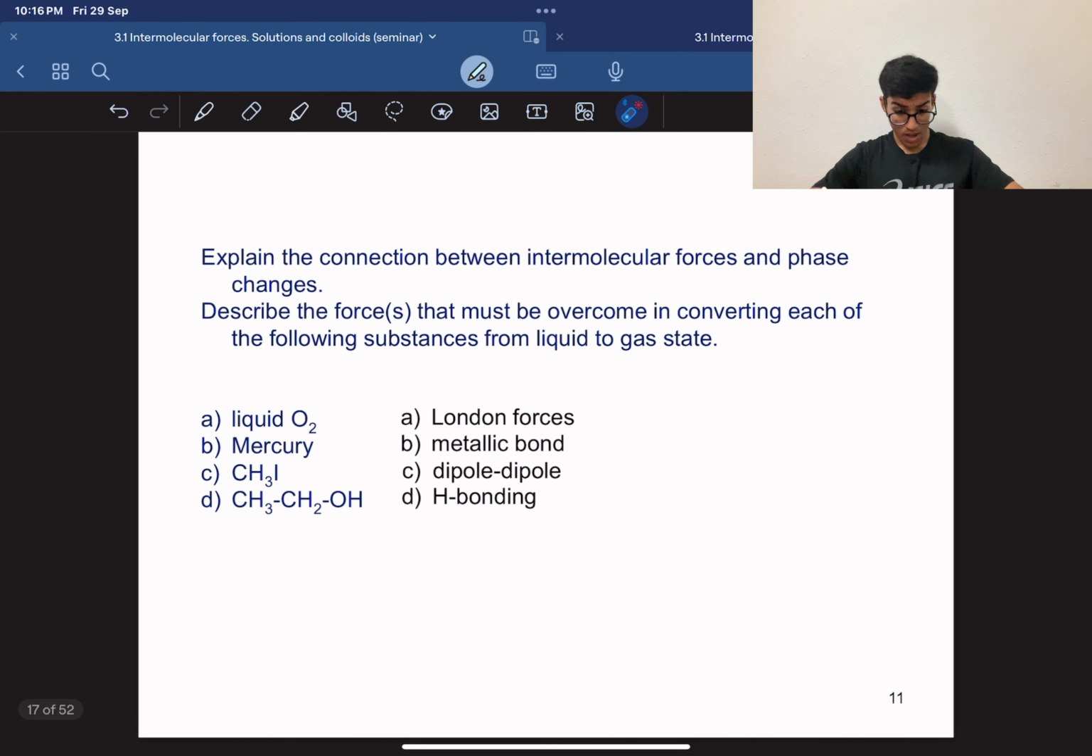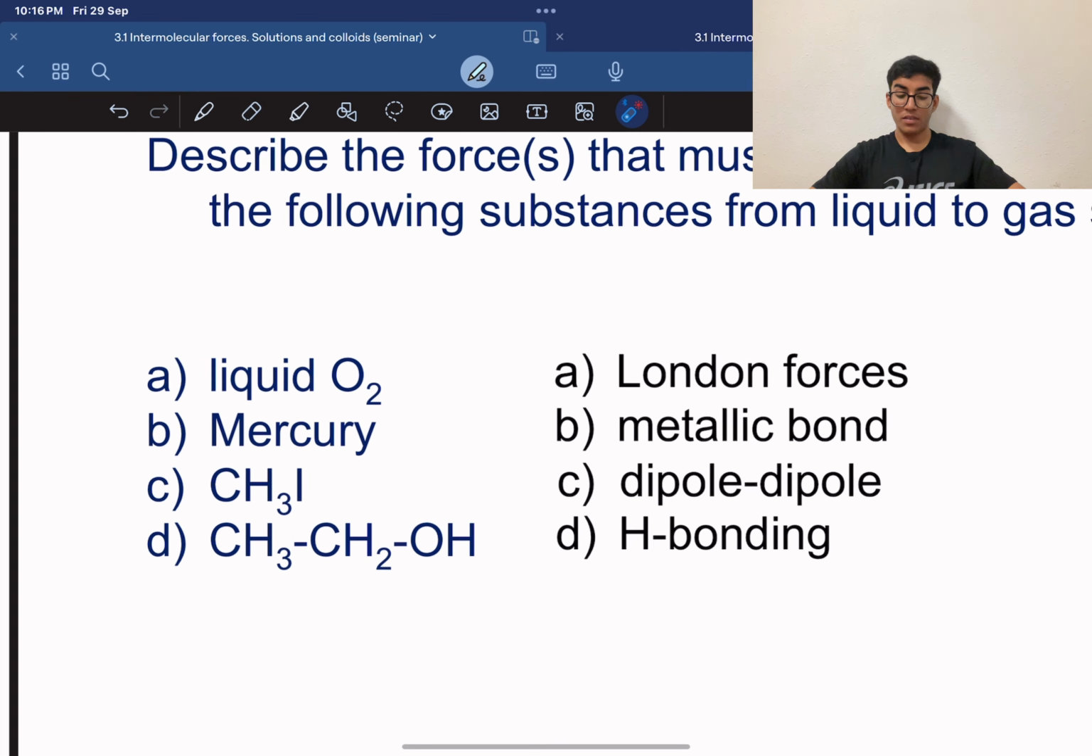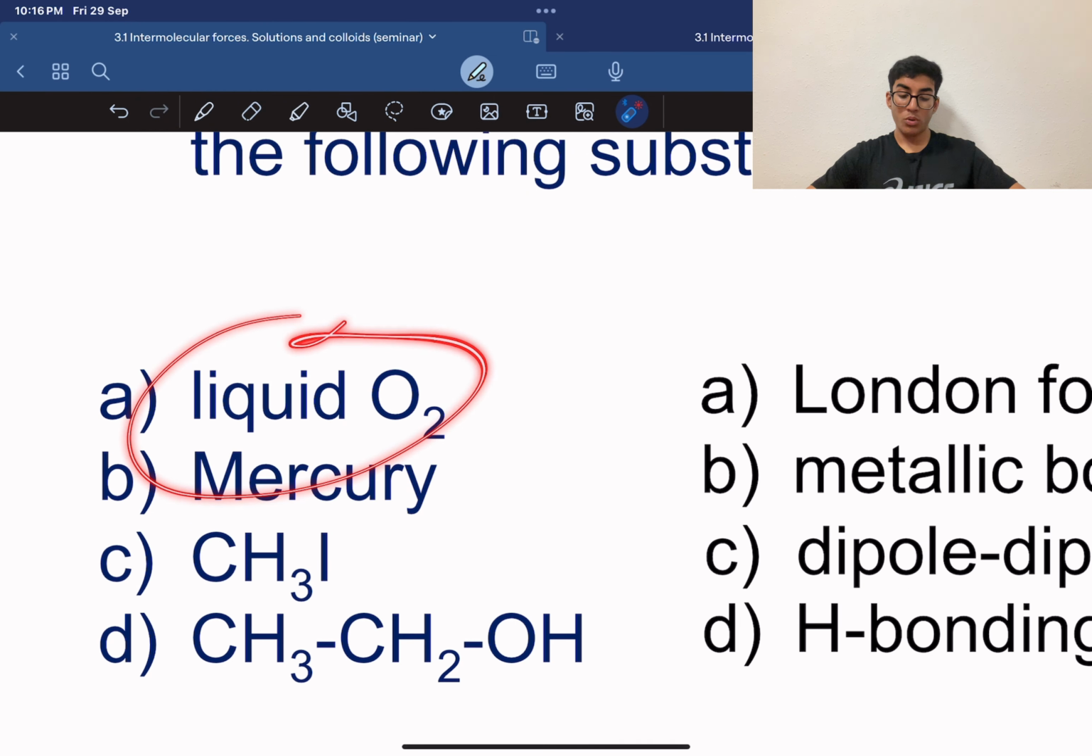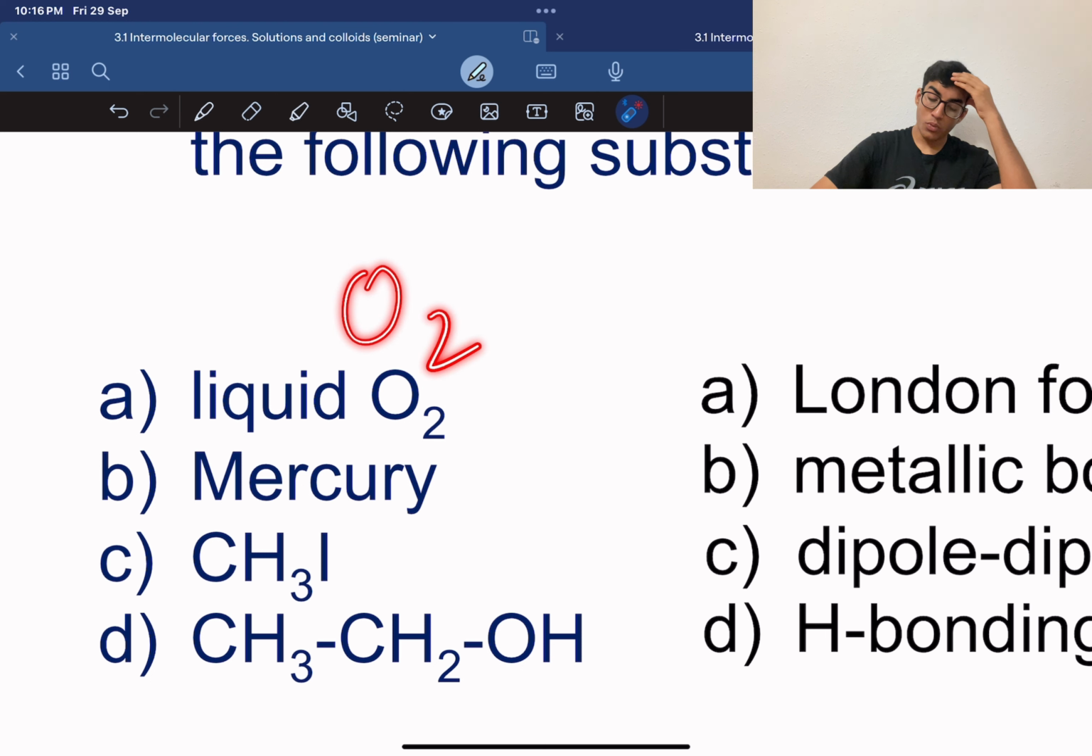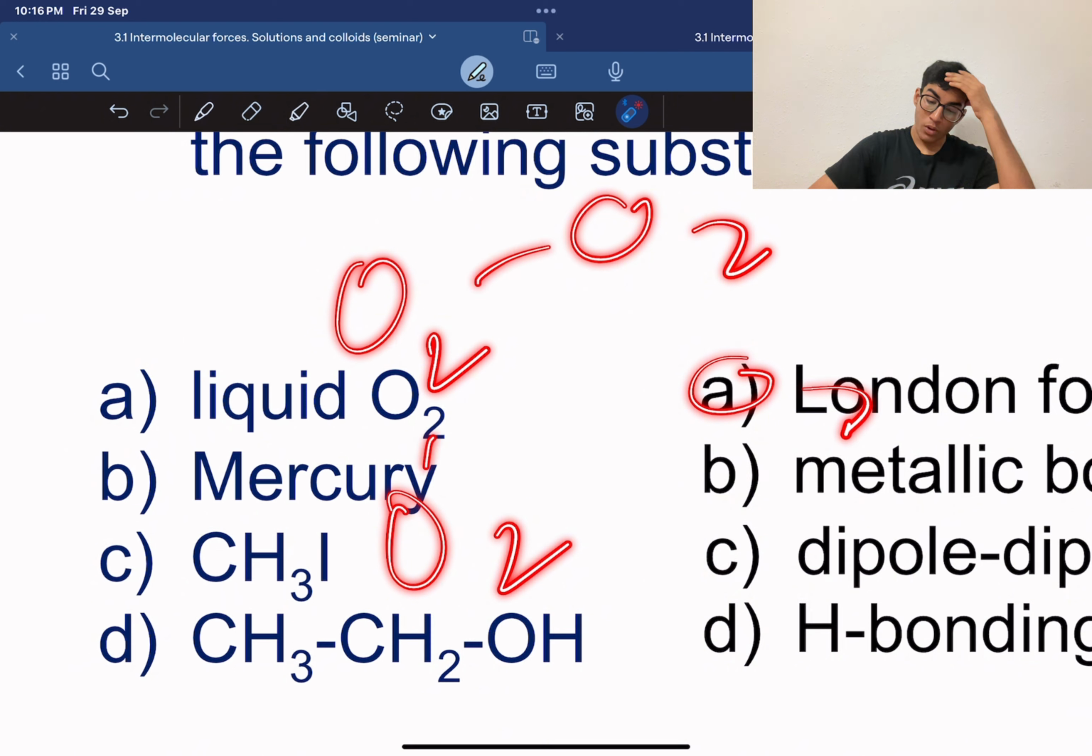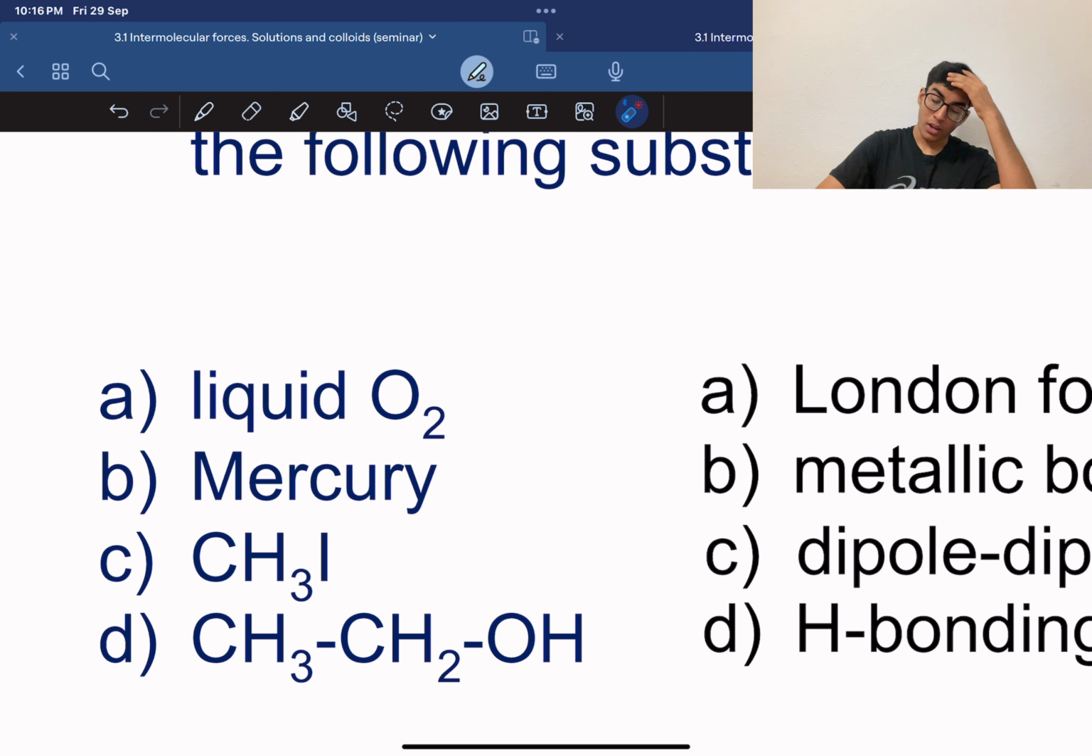That's nothing. Explain the connection between intermolecular forces and phase changes. Okay, see, liquid O2, London forces. In between, because O2 is non-polar and non-polar covalent, the forces which will act between them are London. So O2 and O2 and O2 and O2, the forces between them will be London dispersion forces. Because they're not polar, they won't have a charge to attract to. So this is not mercury, metallic bonds. Any metal you see, metallic bonds.